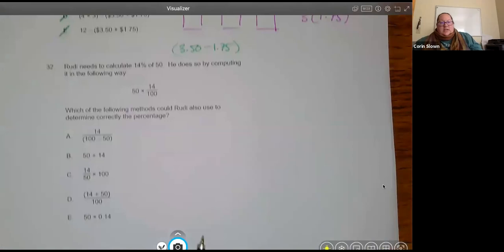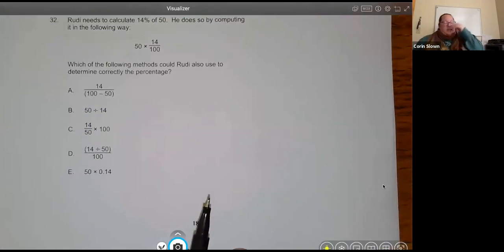Okay, let's take a look at problem 32. Rudy needs to calculate percent. He does so by computing it in the following way. So 50 times 14 over 100. Which of the following methods could Rudy also use to determine the correct percentage? Okay, so let's think about this. Right? What are our options? So A is definitely not an option.